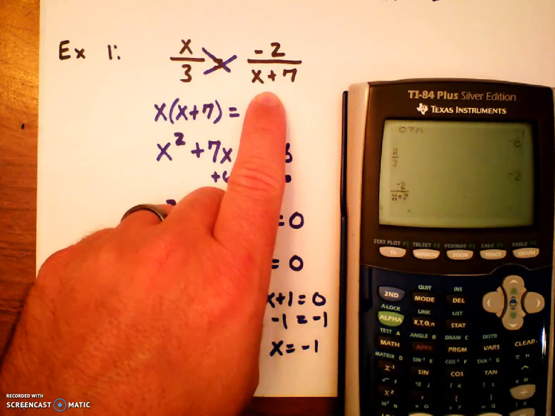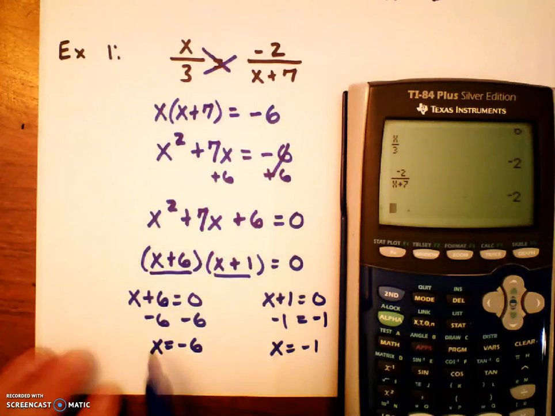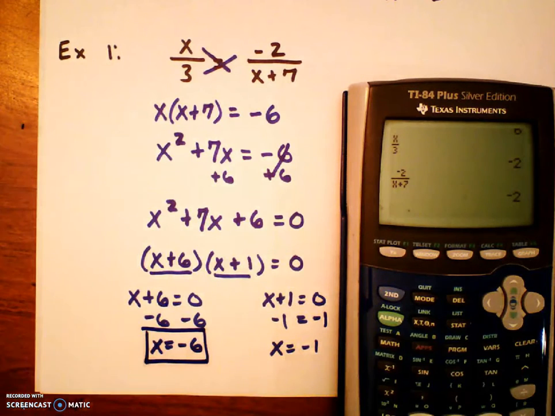Hit enter, and if it gets you the same number, then you know that's the correct answer. So negative 6 is one of your answers. Okay, I'm going to test the other one just in case as well.